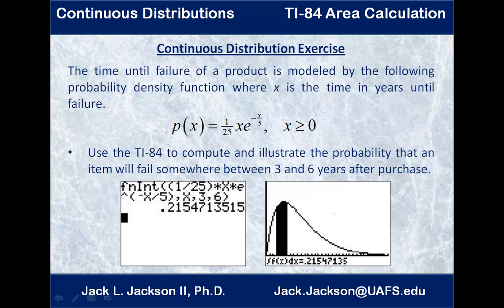To find the probability between 3 and 6 years, we can do it from the home screen by doing the same. You can just say second enter and it'll get this back. And this time we're going from 3 to 6 on our integral or our area calculator. And that's about 21.5%. Or we can do it on the graphing screen. We can do, what was it, second trace, which is calc, number 7, left bound of 3, and right bound of 6, and enter, and we get the same number there. And it also shades it for us.